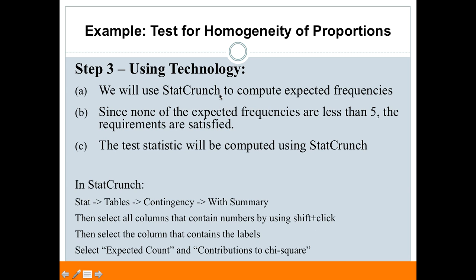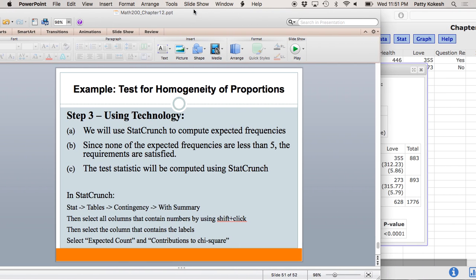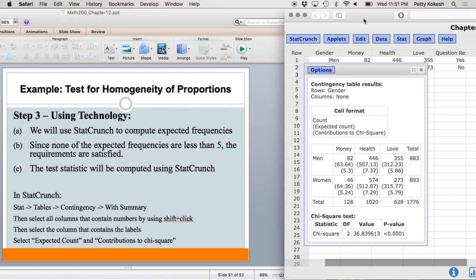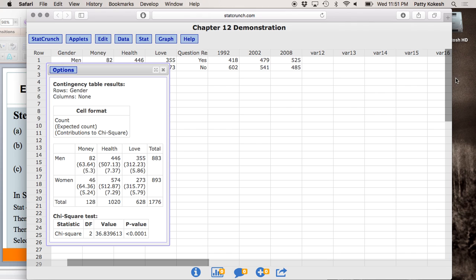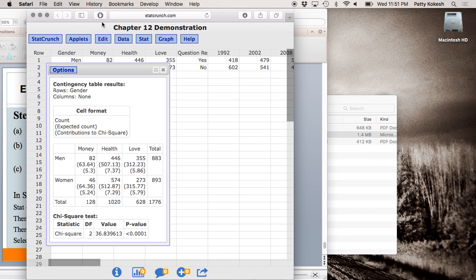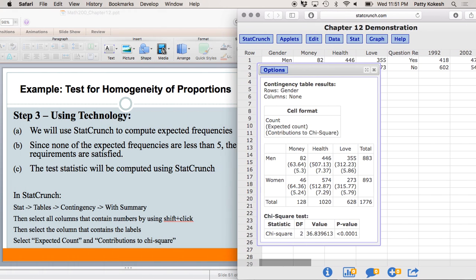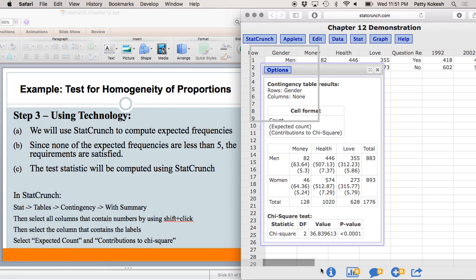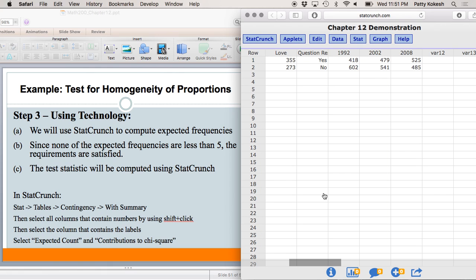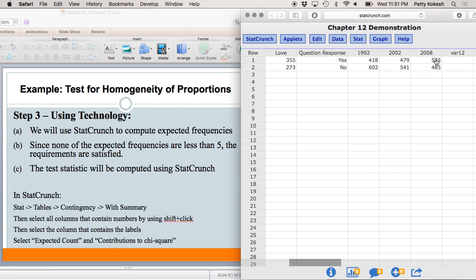So we're going to use technology for this. Let me minimize this, and make this a little smaller too. I'm going to scroll over and close out of that. And if you look here, I have the question response, either yes or no, and then I have the 3 different years that the question was actually asked. So this is our data that we're going to be using.